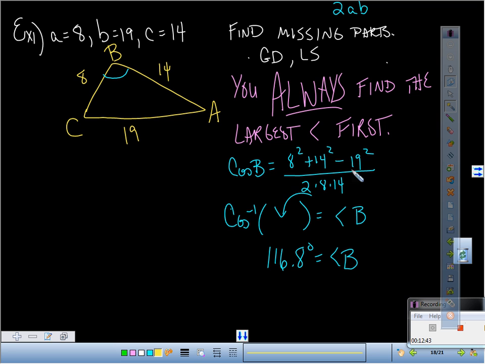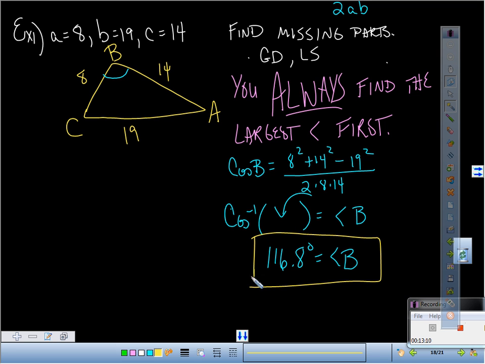I would say you put it in there wrong. If you're in degrees, normally if you get a negative, that makes me think you're in radians. But I would say you put it in there wrong. Do you have 8 squared plus 14 squared minus 19 squared on the top? Y'all got to be really, really careful about that. I promise that's the most common mistake.